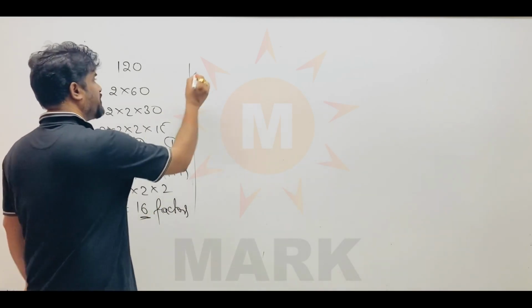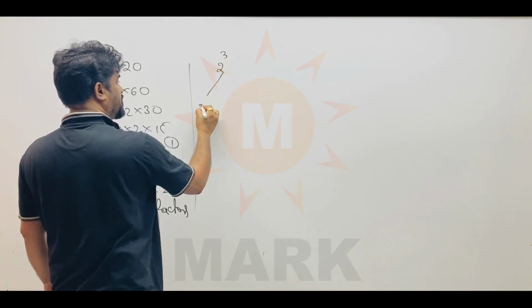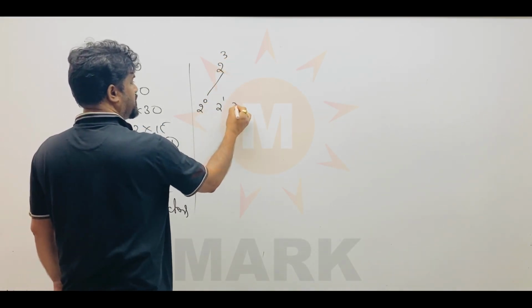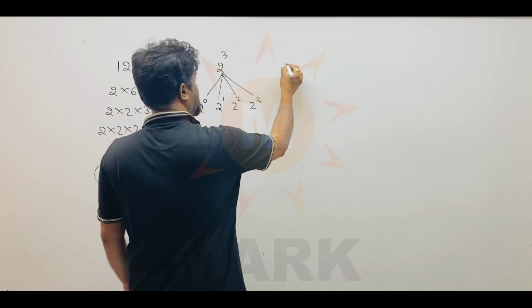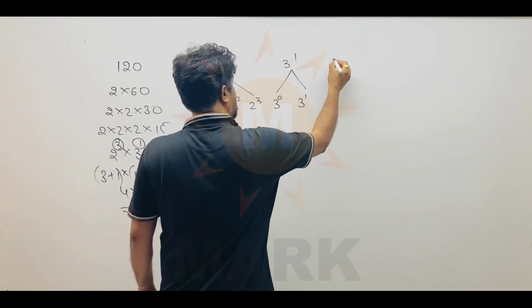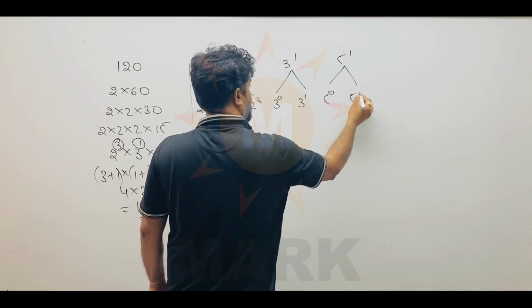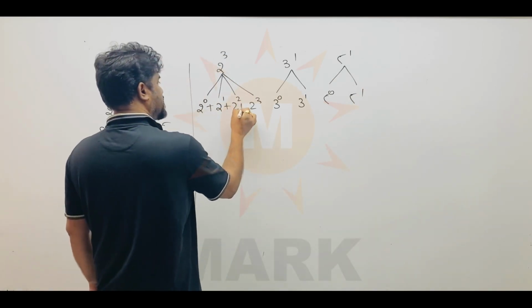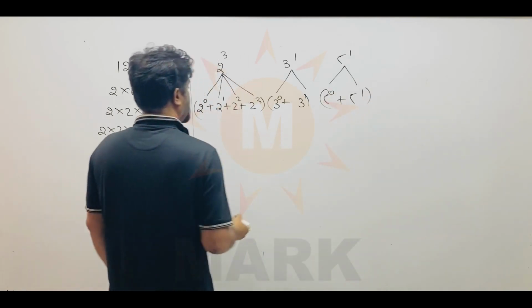So now I am going for the sum. I am taking each and every number here. So this is 2 power 3. So what are the factors of 2 power 3? 2 power 0, 2 power 1, 2 power 2 and 2 power 3. These are the factors of 2 power 3. And here 3 power 1. So this is 3 power 0, 3 power 1. And here it is 5 power 1. That is equal to 5 power 0, 5 power 1. So this is a sum, this is a sum and this is also a sum.